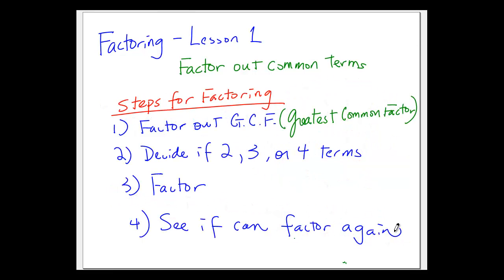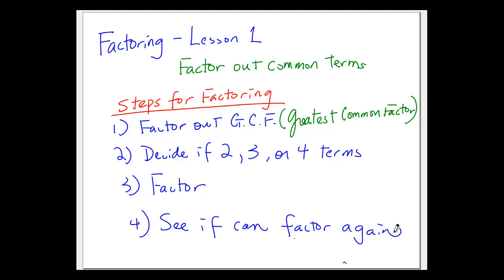So here are the steps for factoring for me. Your teacher may have different steps, but these are the basic steps. First, you want to check and see if they have any common terms, and you want to factor out the GCF, meaning the greatest common factor. So if they have anything in common, you want to pull it out. And second, you want to decide if it's 2 terms, 3 terms, or 4 terms type of factoring.